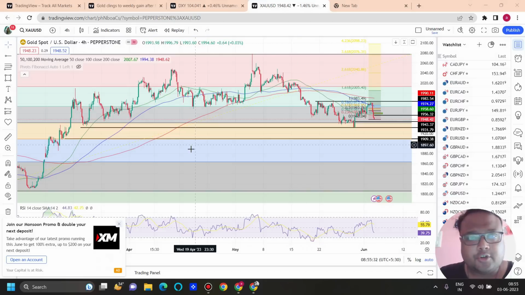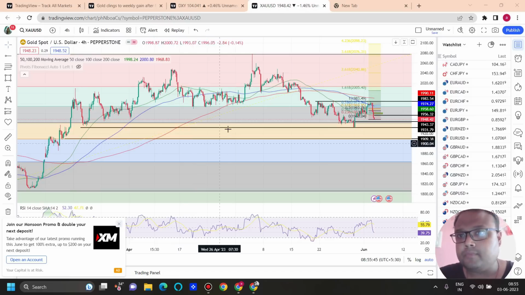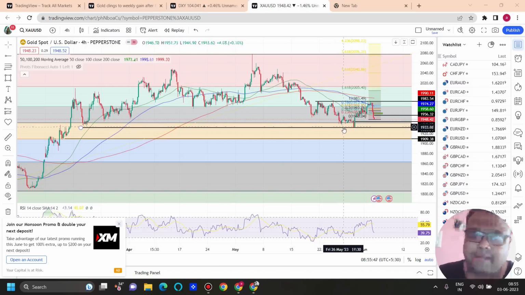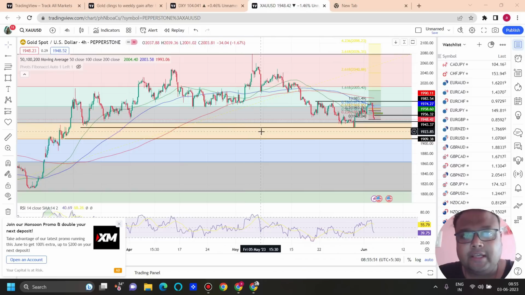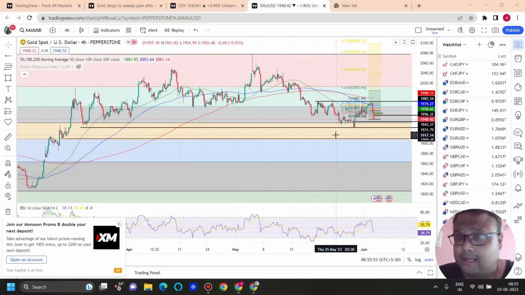So the strongest support on the chart of gold is around the 1909 level. But considering the market situation, we can only expect a minor bounce around the 1909 level. On the other hand, if the market breaks the previous low of 1931, we can see that we do not have any presence of strong buyers around this area. So there's a high chance that if the market breaks the 1931 level, the market will head towards the 1909, 1910 level, and we can take a sell position.